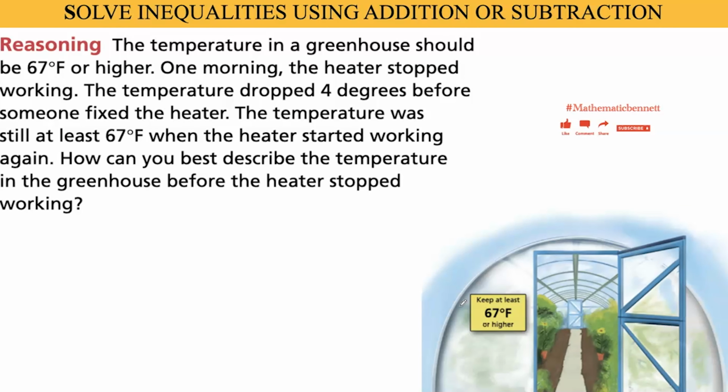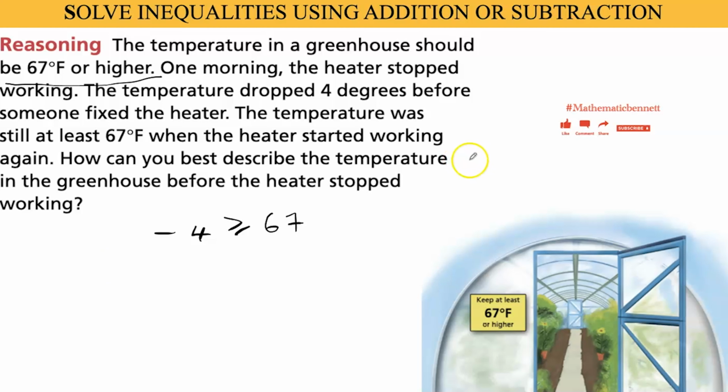Alright, our last question. Solve inequalities using addition or subtraction. The temperature in a greenhouse should be 67 degrees or higher. That's what it should be. So we know that looks like greater than or equal to 67. One morning the heater stopped working. The temperature dropped 4 degrees before someone fixed the heater. So we know it dropped 4 degrees, so we know that it's minus 4. The temperature was still at 67 degrees Fahrenheit when the heater started working again. How can you best describe the temperature in the greenhouse before the heater stopped working?